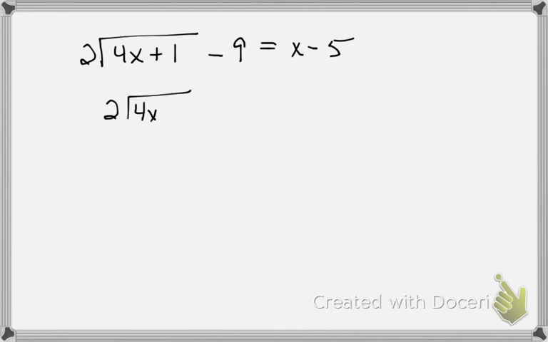Let's take a small level up first. What if I give you 2 times the square root of 4x plus 1, minus 9, equals x minus 5? Let's add the 9, since we got a negative 9. Let's get rid of that. So I have 2 square root of 4x plus 1 set equal to x plus 4, right? You only add that to the right with its like term. So add the 9 to the negative 5.